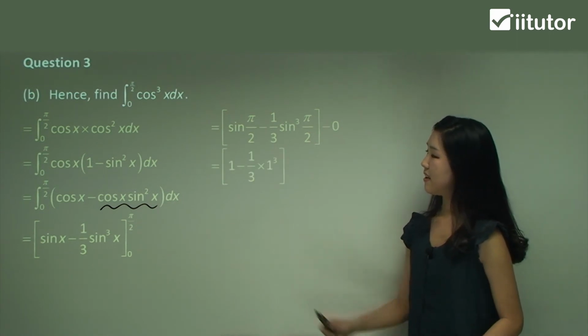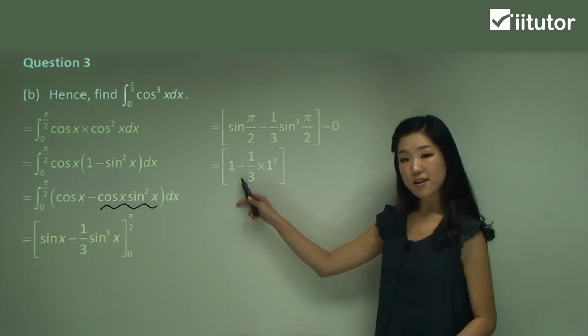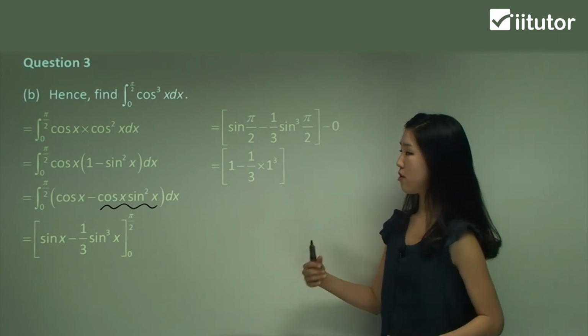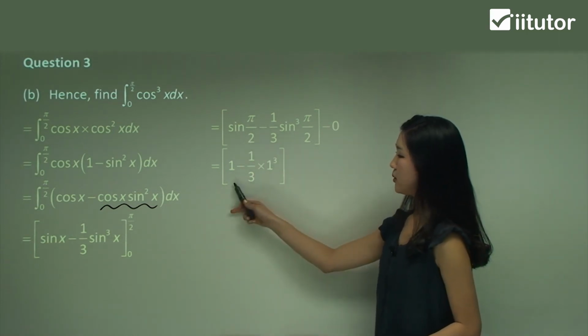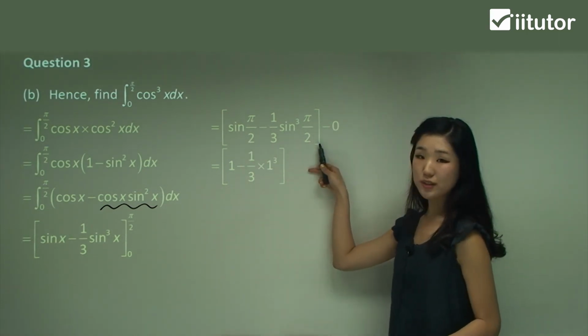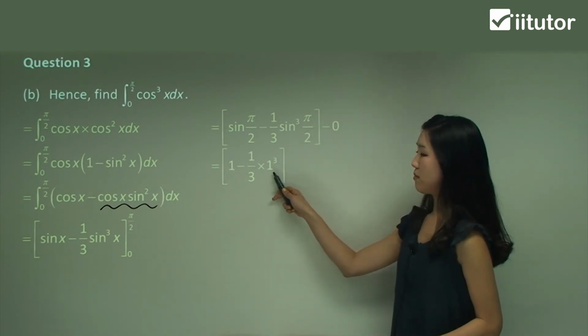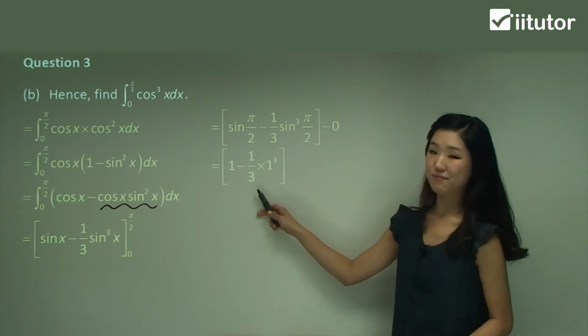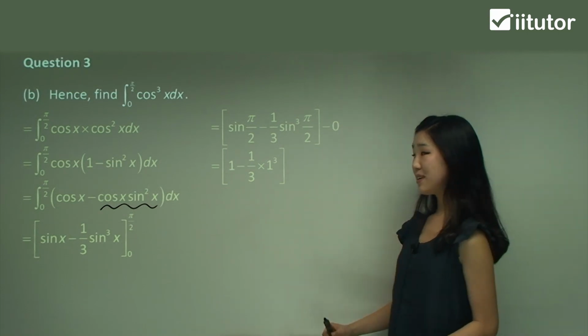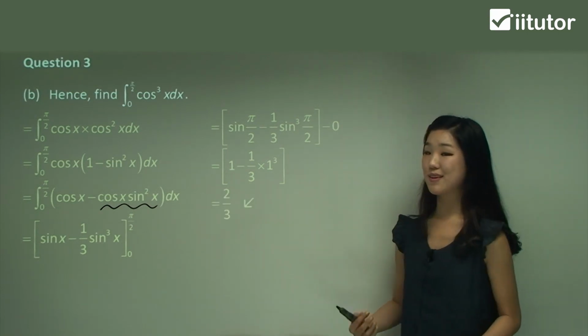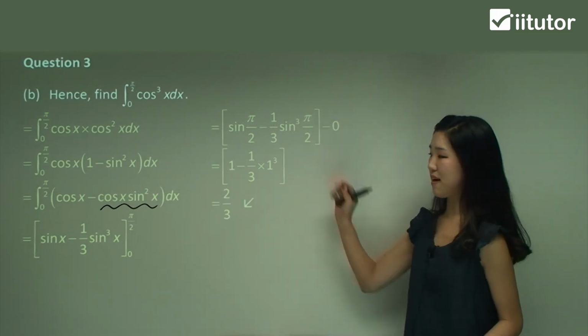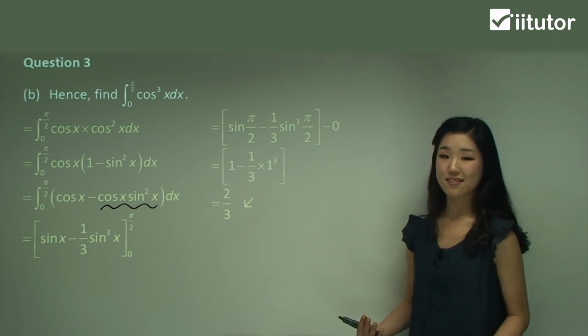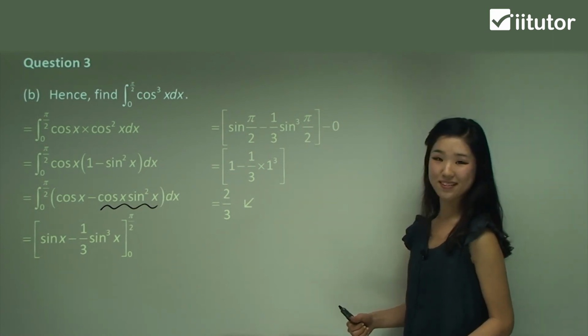Sine pi on 2 is 1. You must remember all your exact values. So sine pi on 2 is simply 1, and 1 cubed, times 1 on 3, is all I need to simplify. If I simplify this, it simply becomes 2 on 3. Just simplify that and you should get 2 on 3. And that's our solution for question 3B.